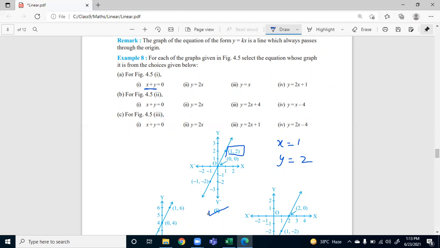So x is equal to 1 and y is equal to 2. 1 plus 2 makes 3. So this is wrong, 3 is not equal to 0. When you put x as 1, 2 into 1 is 2. And what is y? y is 2. So 2 and 2, you will say yes, LHS and RHS are equal. So the second is the correct answer.